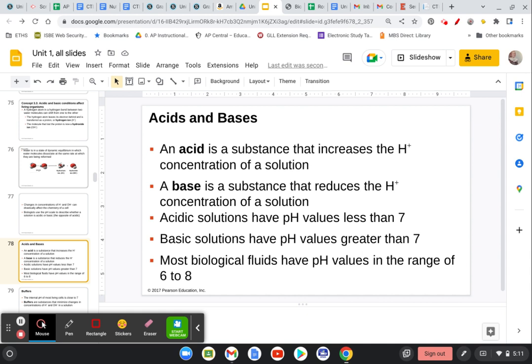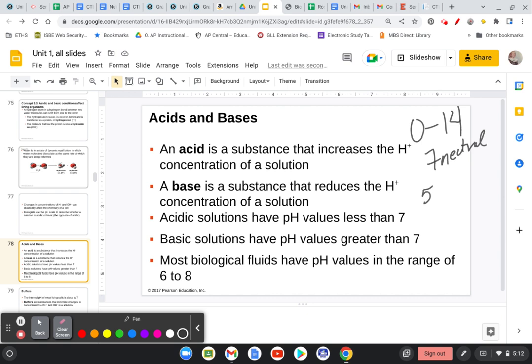So normally the way this is looked at, the pH scale is going to go from 0 to 14. If you have a pH of exactly 7, that's neutral. That means it's not acidic, it's not basic, it's neutral. However, if you have a pH of, say, 5, then that would be an acid. And if you had a pH of, say, 9, that would be a base.